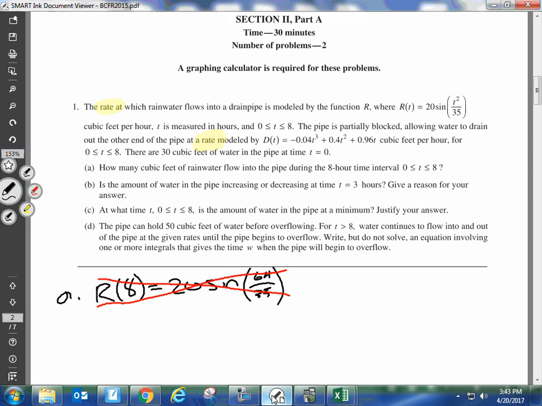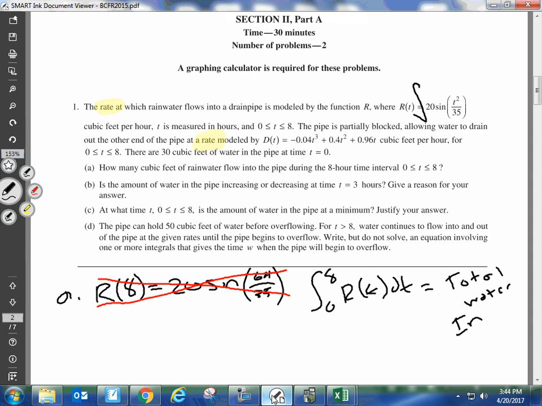Now, the problem is, if I try to take the integral of this, I can't take the antiderivative of it. It's just 20 sine of t squared over 35. You don't know how to handle that. Plus, there would be a plus c, and then all of a sudden that makes things complicated. But what you can do is do a definite integral. And if I do an integral from 0 to 8 of r of t, this would be the change in the antiderivative of r, which would be the change in the total amount of water that has flowed in. Does that make sense? Take integrals of rates and you'll get totals.